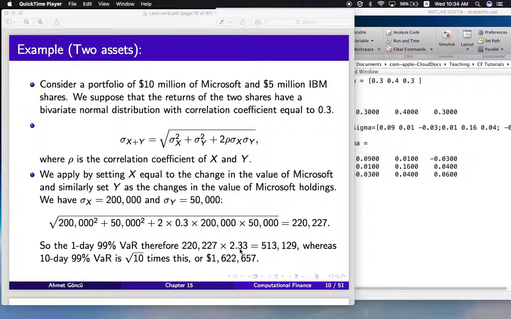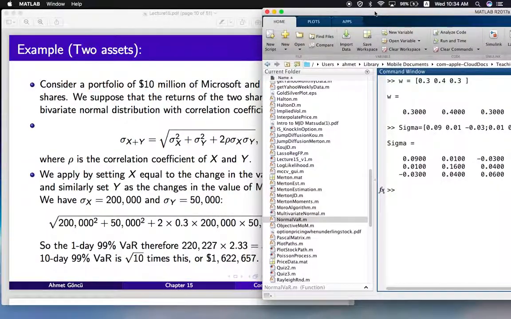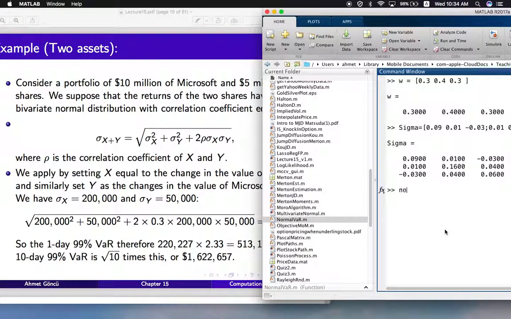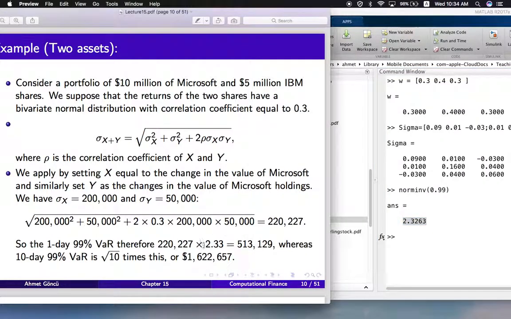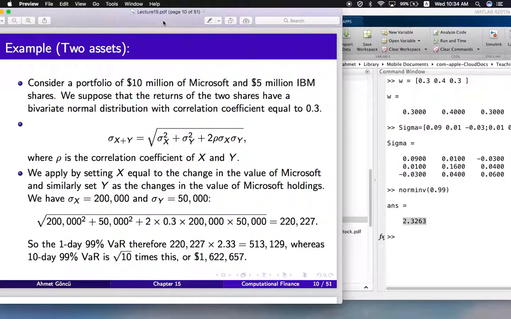So notice that this 2.33, this is the critical value from the normal distribution. So how can I verify this critical value? In MATLAB, if you use the norminv function for, let's say, 0.99, you can see that by using the inverse of the normal CDF function with this confidence level, you can get this critical value that you will use here. So when you use this critical value, that means implicitly you already assumed the returns are normally distributed. That's why this VAR is coming from the normality assumption.